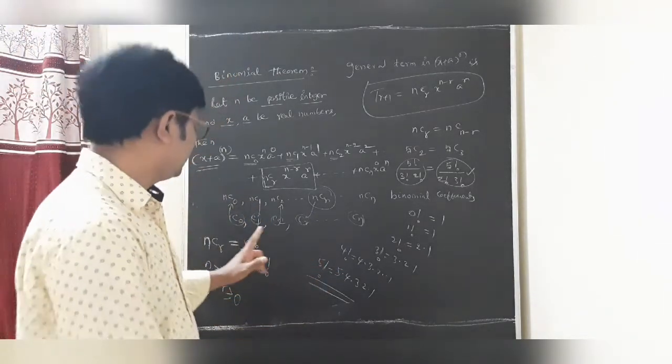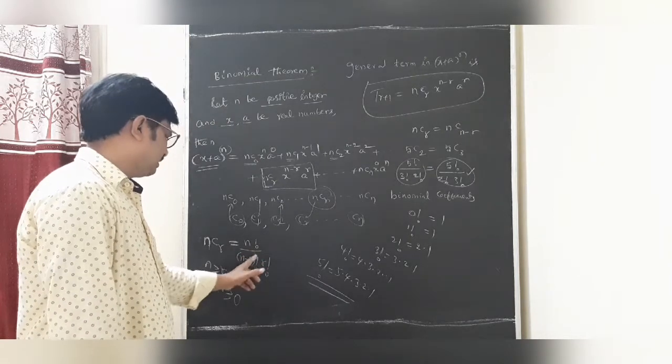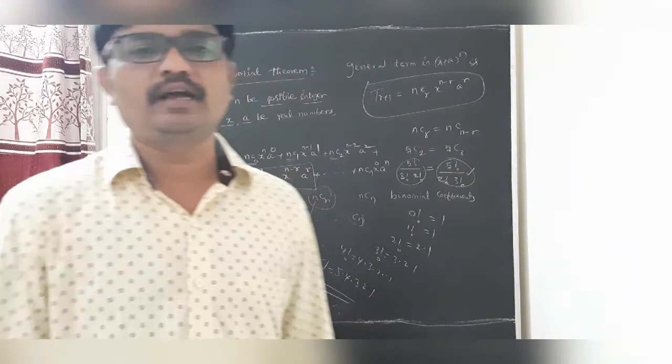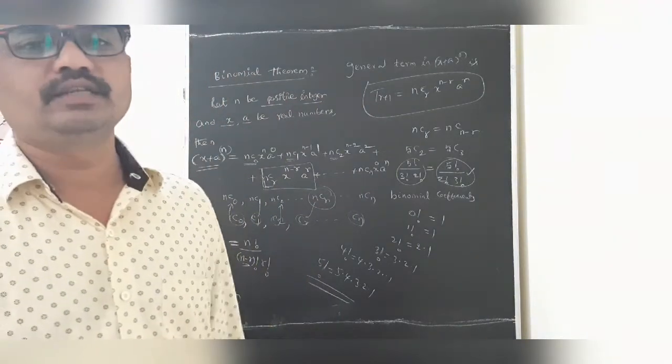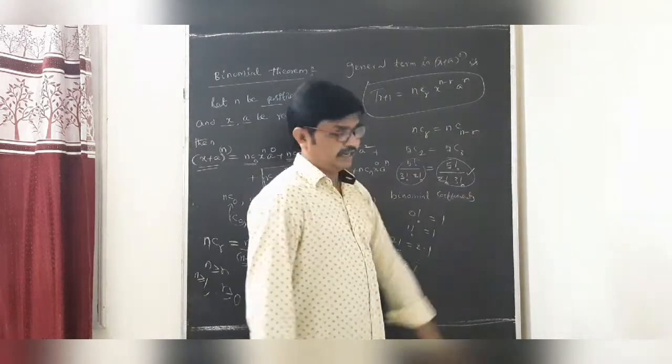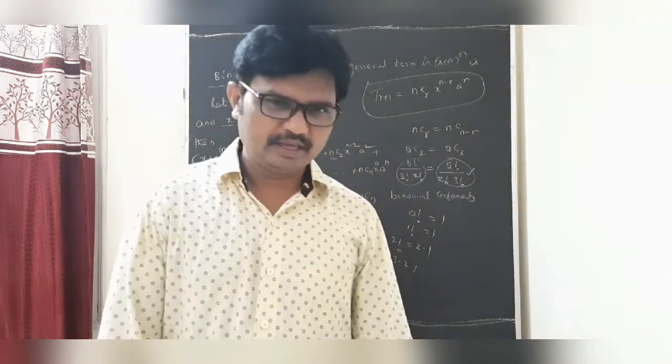nCr equal to nC(n minus r). What is nCr? n factorial by (n minus r) factorial into r factorial. What is the general term? T(r plus 1) is nCr x power n minus r a power r.